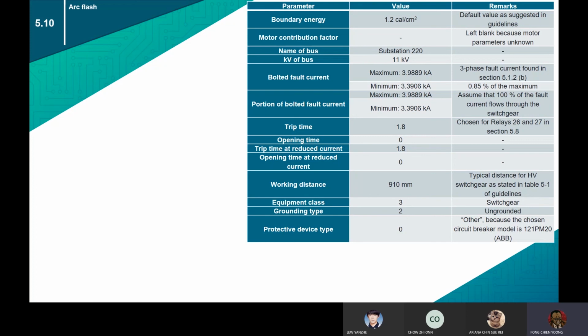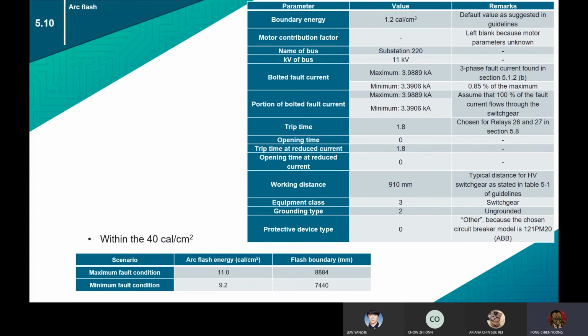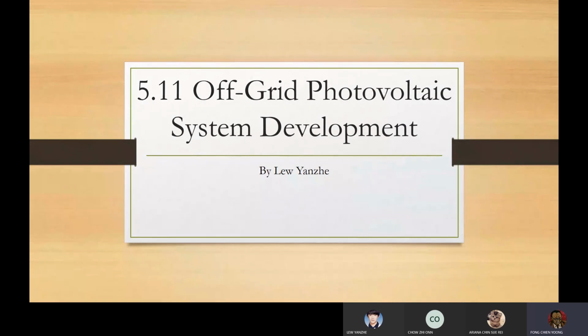The arc flash is calculated for the maximum and the minimum 3-phase fault current, and the minimum is actually 0.85 of the maximum. We find that the arc flash energy for the maximum and minimum is within 40 calories per cm square. Next, I'll pass the time to Diranza for 5.11.